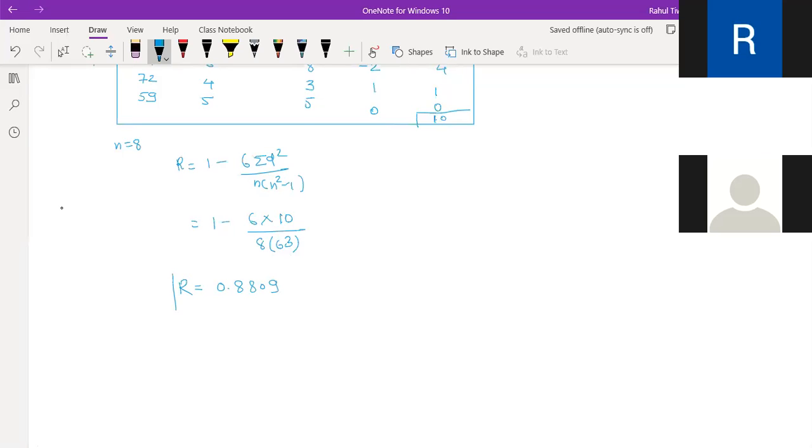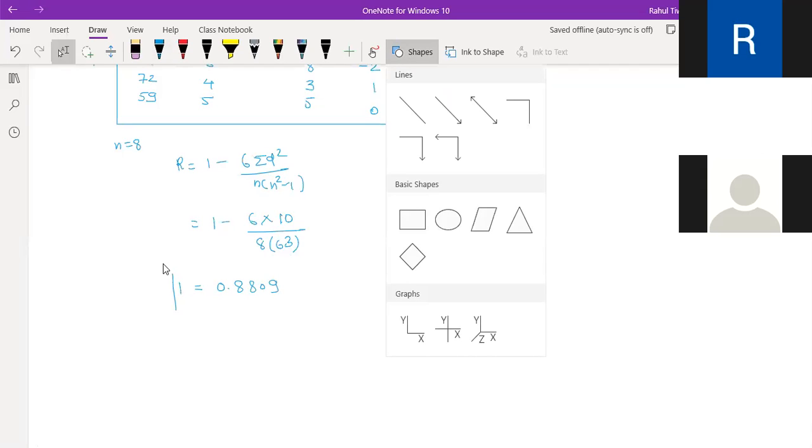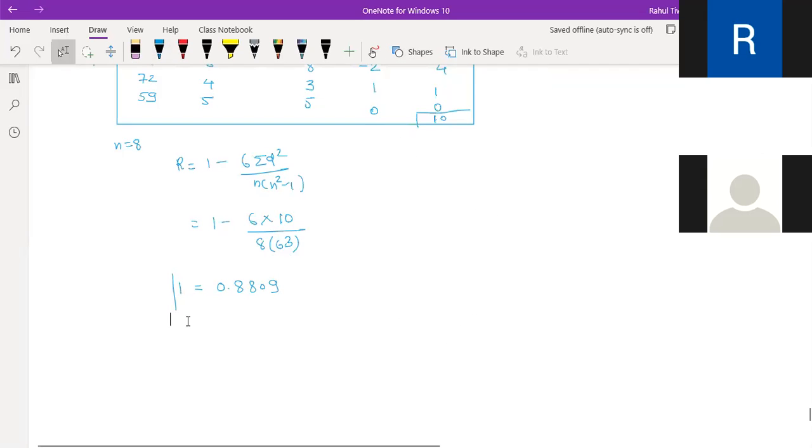Just let me know whether it is right or wrong. Just do the calculation and check whether you are getting this answer. You can use a calculator, and you will get the answer for the same.